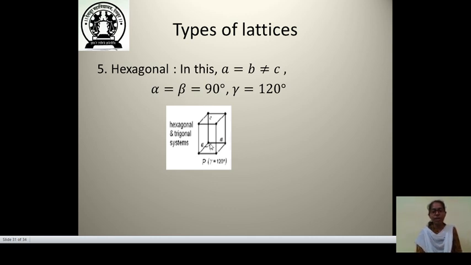In hexagonal, A is equal to B means two sides are equal, but the third side is not equal to the two sides. This is the condition for the length of the sides, and for the angles alpha is equal to beta, which is 90 degrees, but gamma is 120 degrees. This is the condition for the hexagonal system. And in hexagonal, only the primitive unit cell exists.